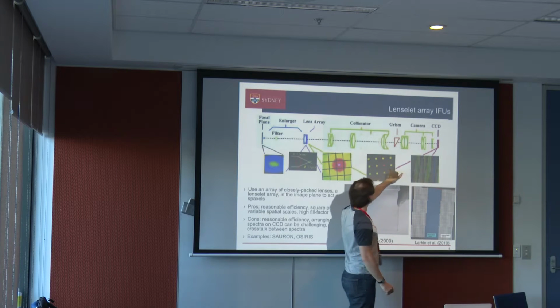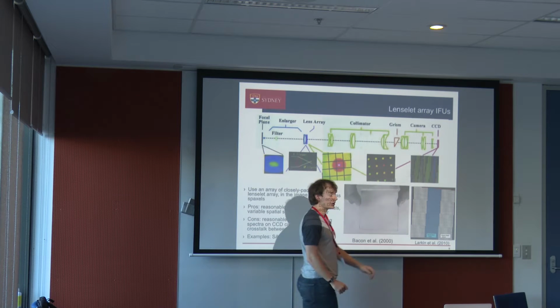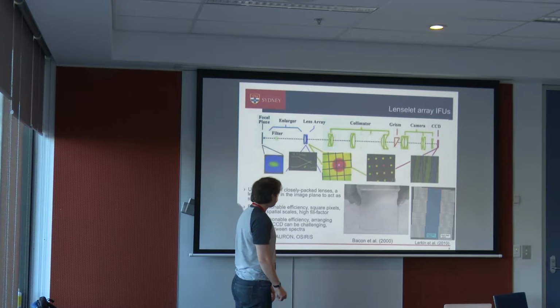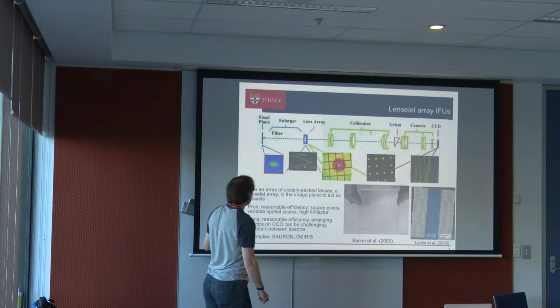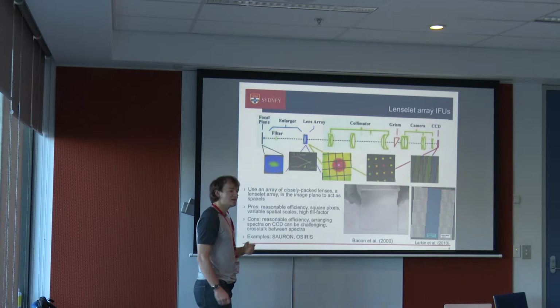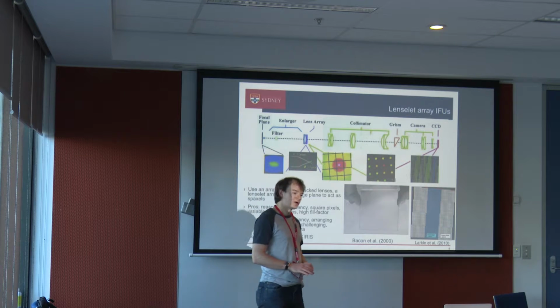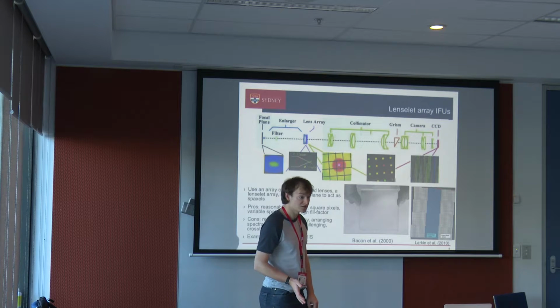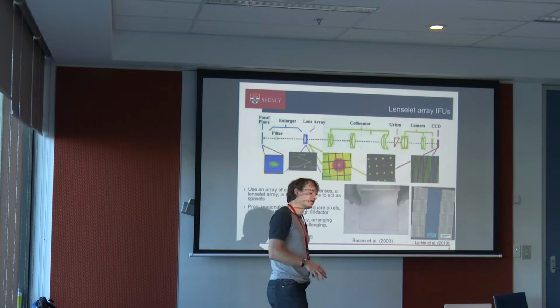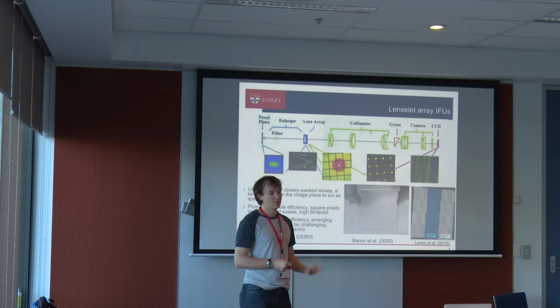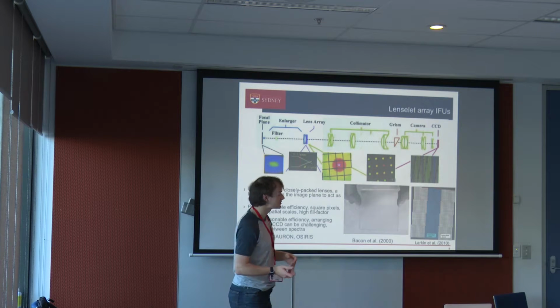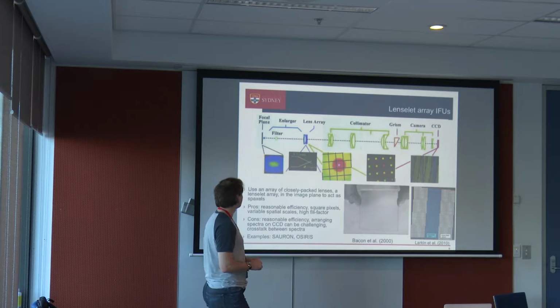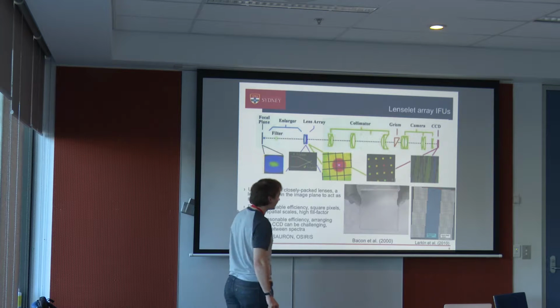Each one of these spectra come from one of these little points. So lenslet array IFUs are kind of the intermediate situation between fiber-based IFUs and slicer-based IFUs. Intermediate cost, they're kind of intermediate efficiency, better than fiber, not as good as slicer. They can be quite flexible in terms of how you arrange your lenslet array.